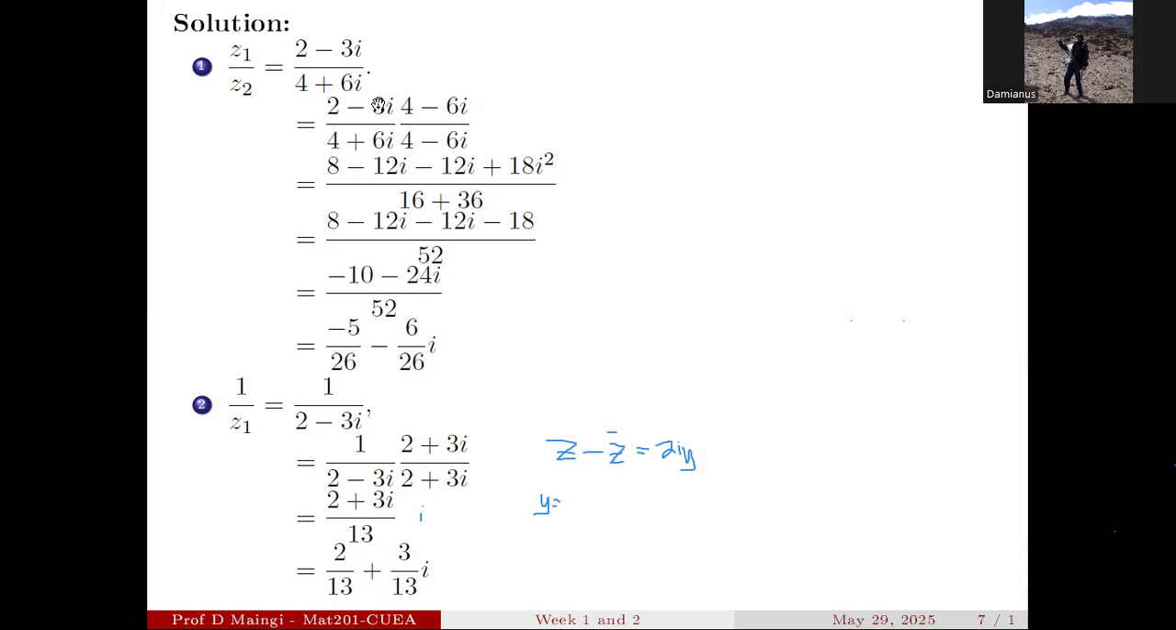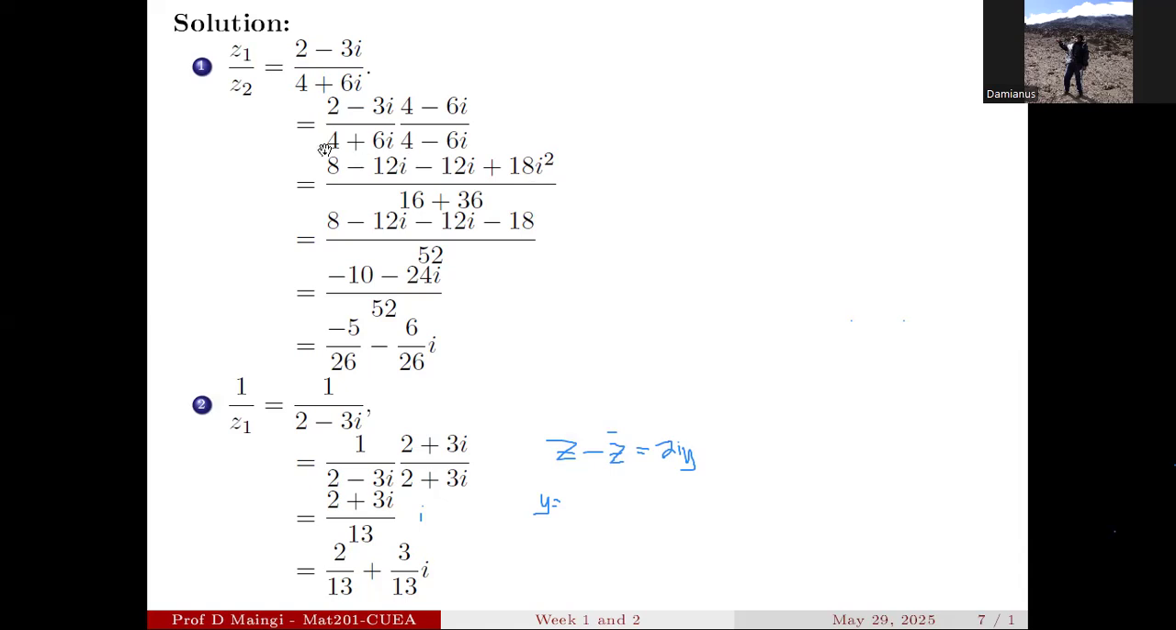So now you have two complex numbers to multiply. The numerator is this one times this one. The denominator is this one times its complex conjugate. Let's perform the multiplication very fast. 2 multiplied by 4 is 8. Then 2 times minus 6i is minus 12i. Then minus 3i times 4 is minus 12i. Then minus 3i times minus 6i is plus 18i squared. That's the numerator.